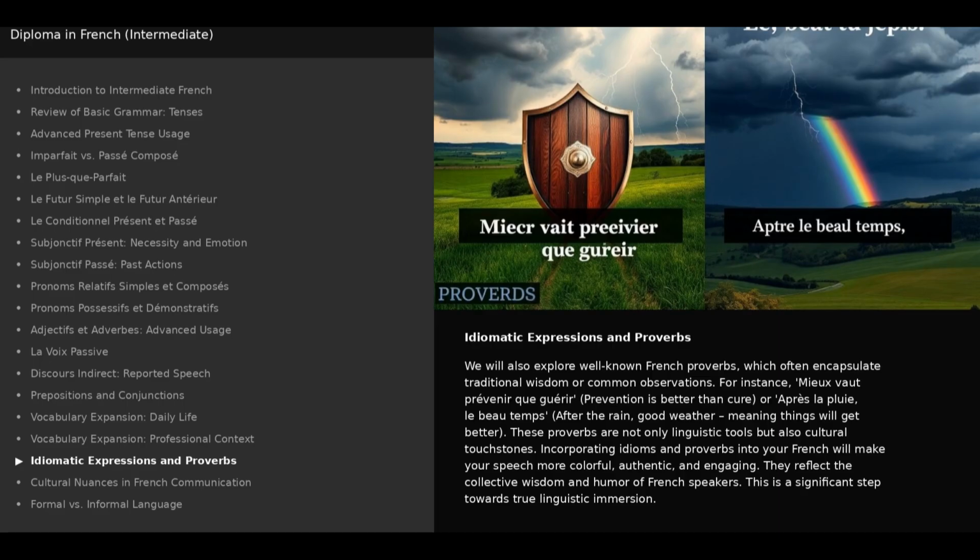These proverbs are not only linguistic tools, but also cultural touchstones. Incorporating idioms and proverbs into your French will make your speech more colorful, authentic, and engaging. They reflect the collective wisdom and humor of French speakers. This is a significant step towards true linguistic immersion.